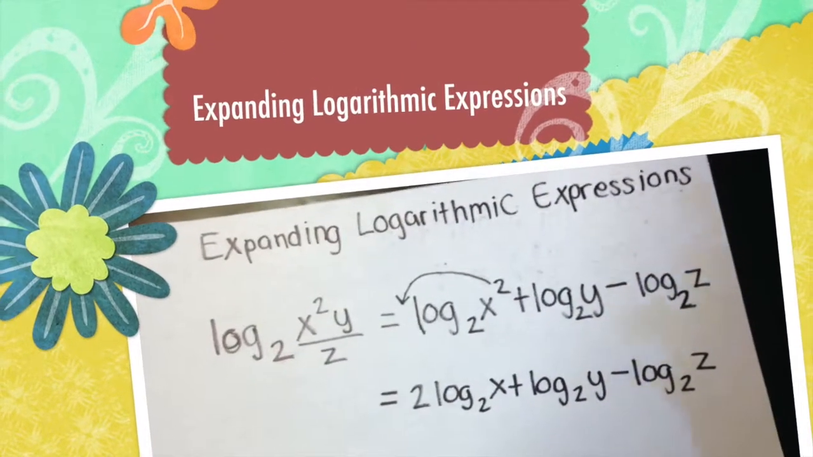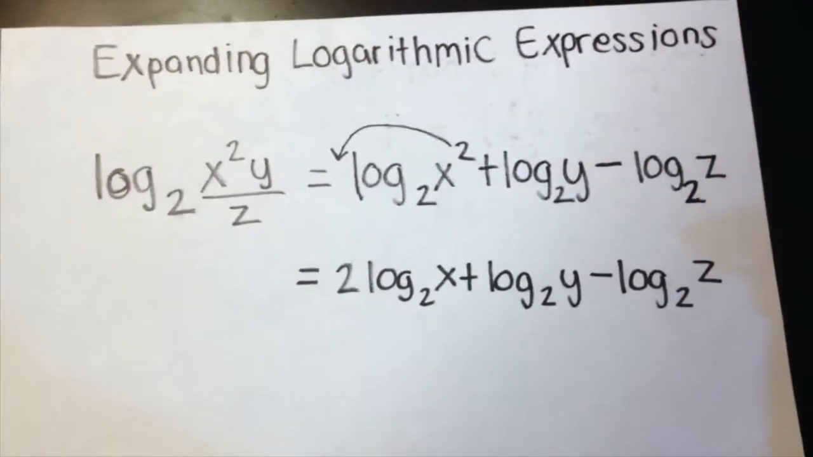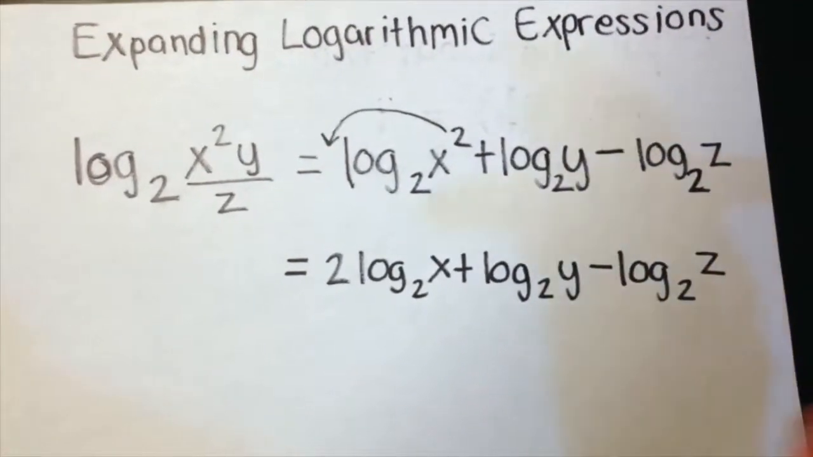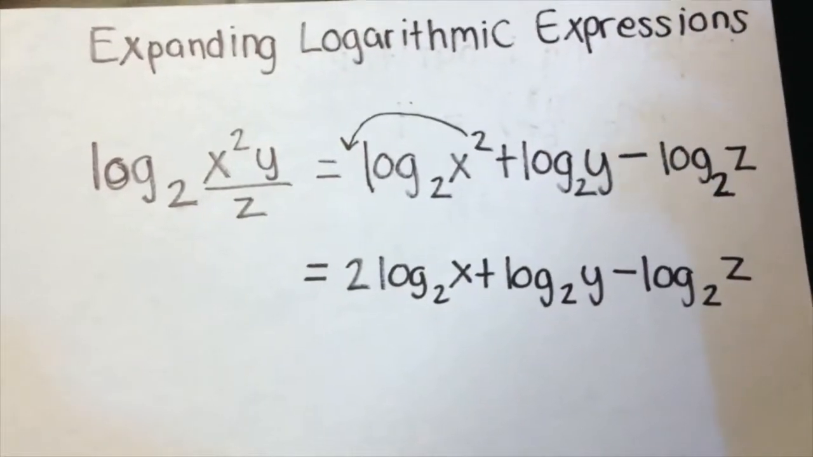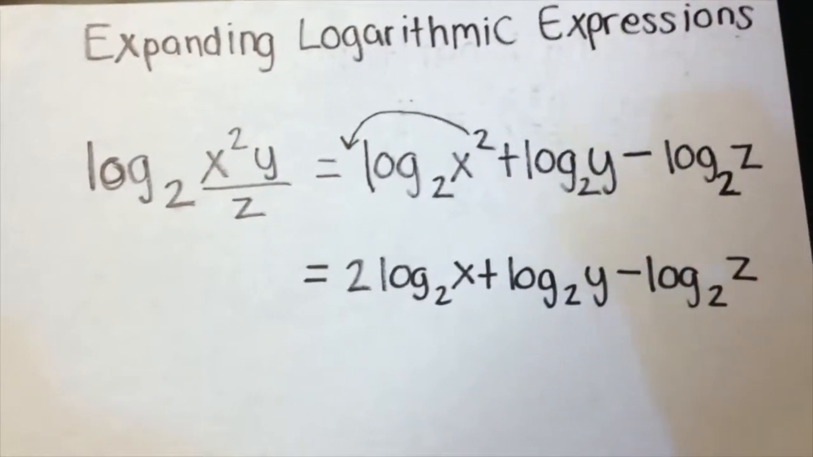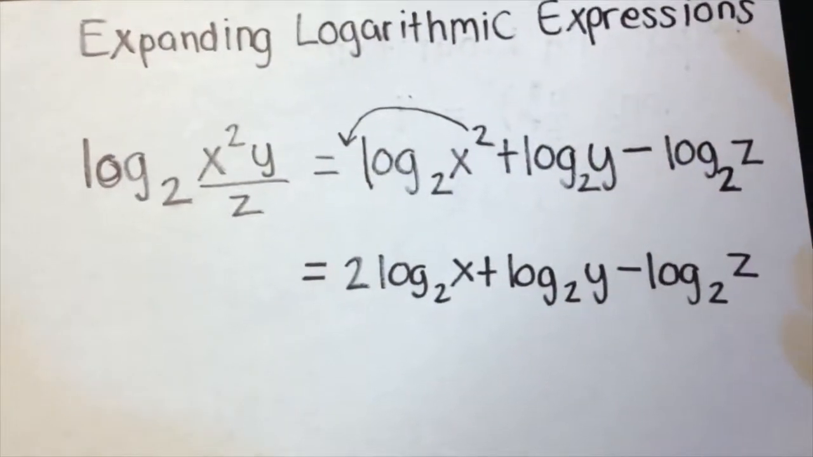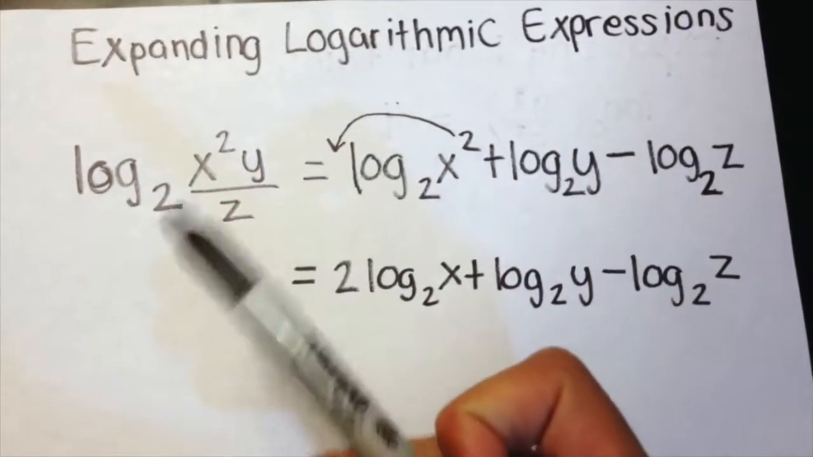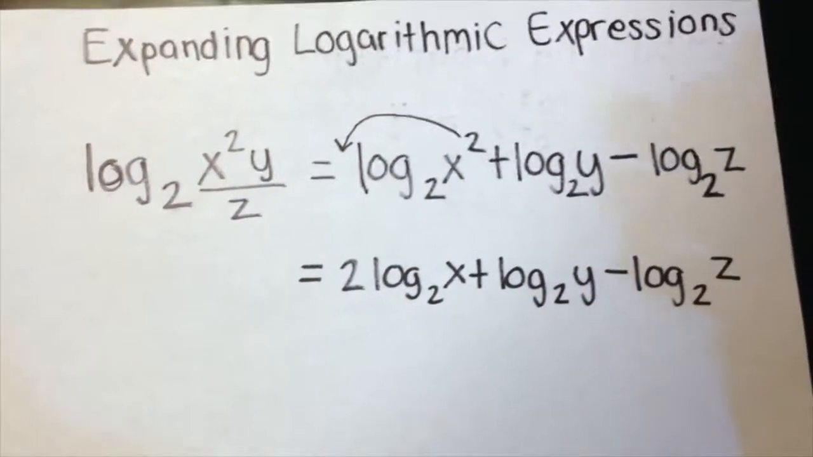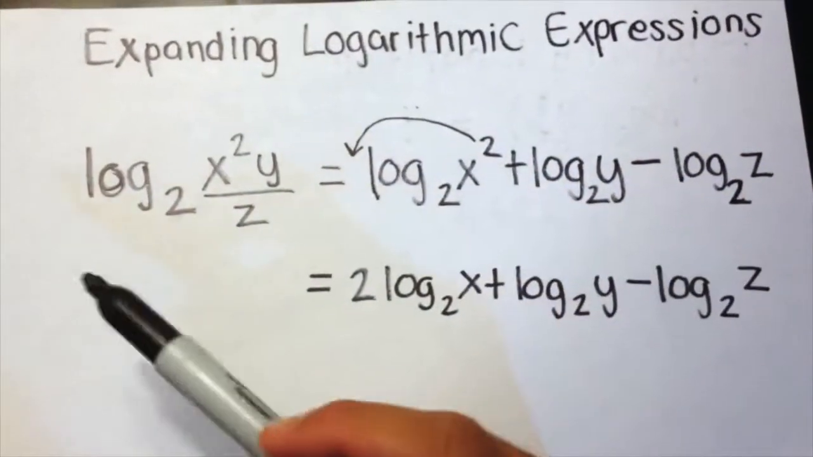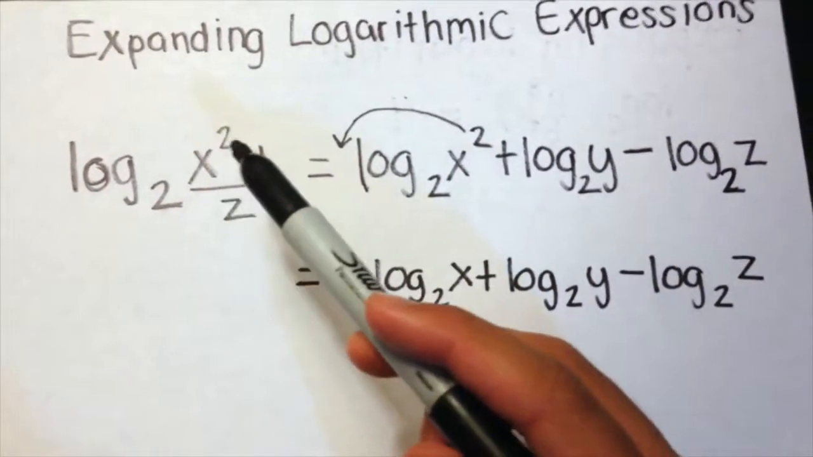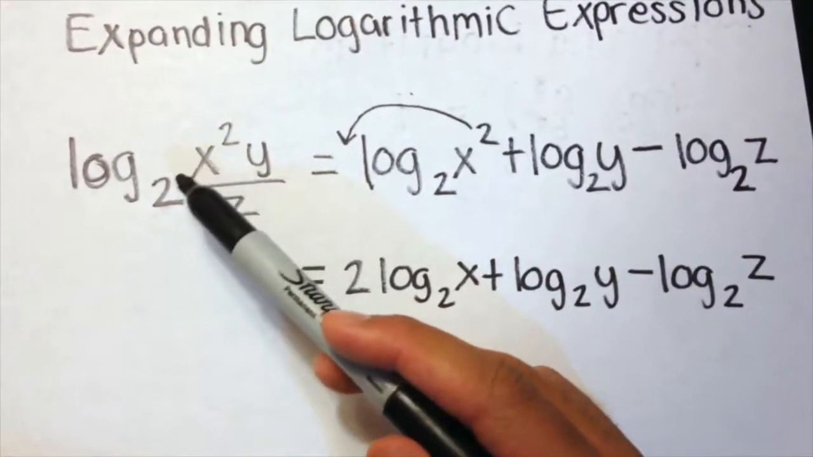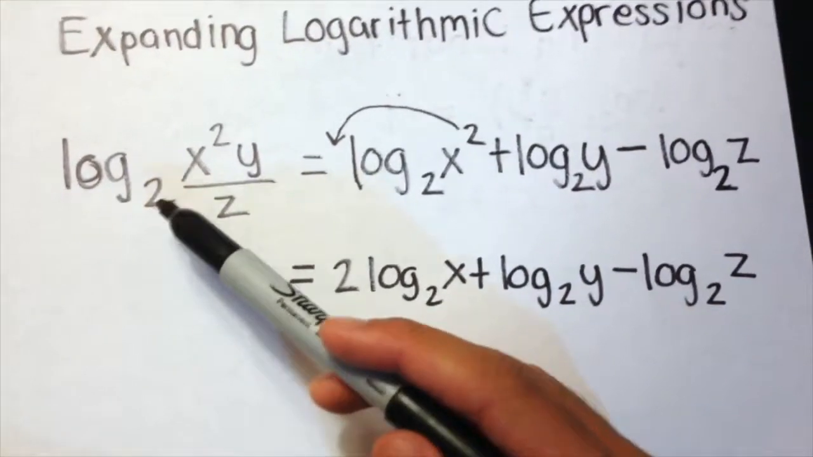Alright, hey guys, now that you know the properties of logarithms, you're now able to do these logarithmic expressions and equations. So here I'll be telling you how to expand them. First you have to find out if they have the same base, and of course they do, because you need the same base to be able to use a property. So for here, log base 2 of x squared y divided by z. As you can see here, they all have the same base of 2.